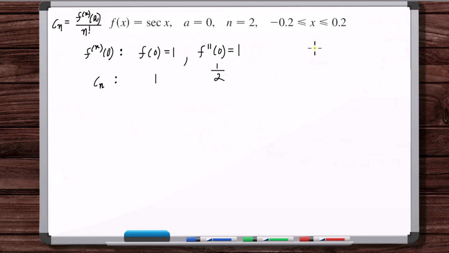So now we can go ahead and write the Taylor polynomial. We've got the function secant x is approximately equal to, we're approximating the function secant x with the second degree Taylor polynomial of secant x, which is, so the first term, the coefficient is 1 times x minus a to the 0, so it's just 1. The second term, the coefficient is 1/2, and then x minus a is 0, x squared. And that's it.